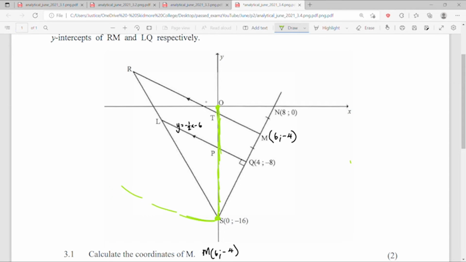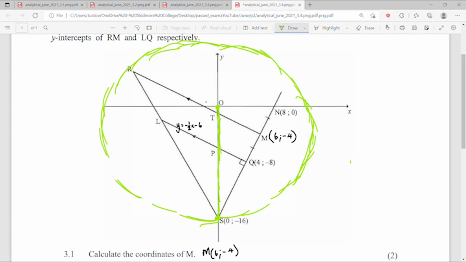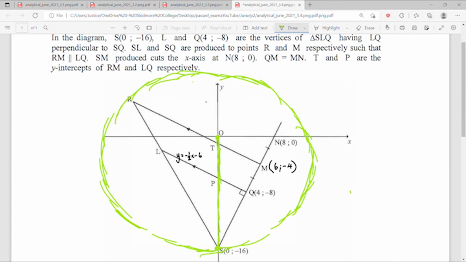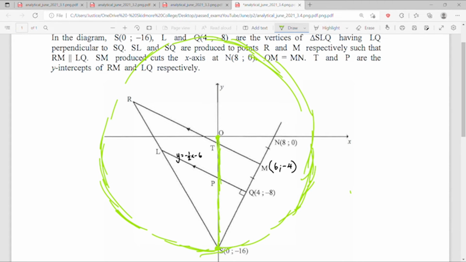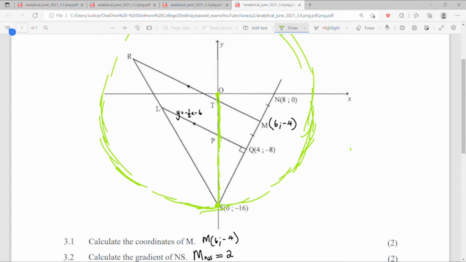It's just going to do something like that, even if it's not to scale. I want you to have an idea, even if it looks more like an egg than a circle. But this is what's happening, right? It is a circle that's passing through S, and we need to find its equation. Let's try and make it look better. Something like this.